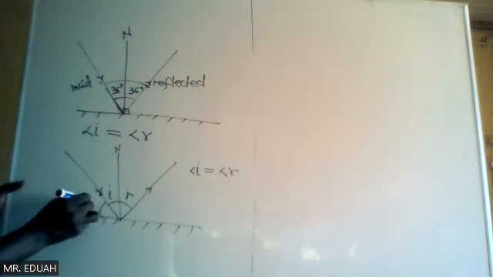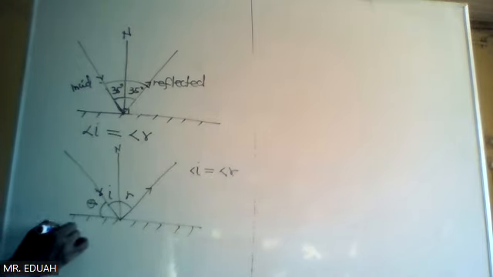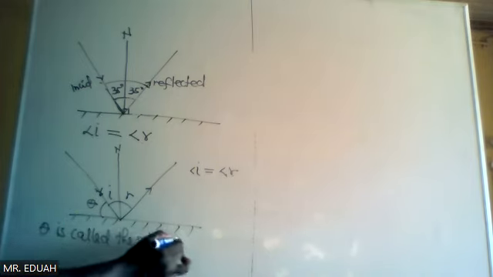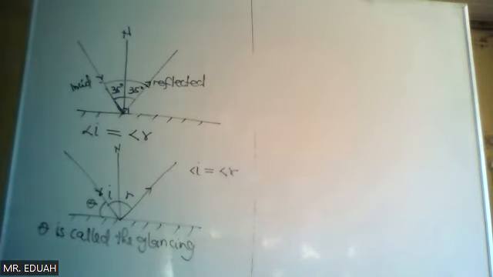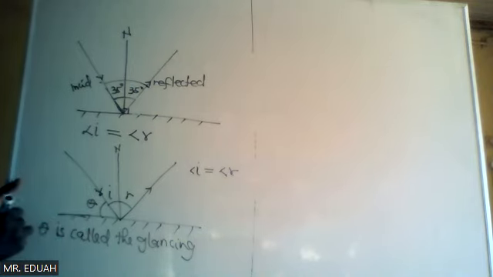Let's take this to be theta. Theta is called the glancing angle. The glancing angle is the angle between the mirror and the incident ray. So when I talk about glancing angle, you must be able to identify it. When I talk about incident and reflected ray, you must be able to identify them.